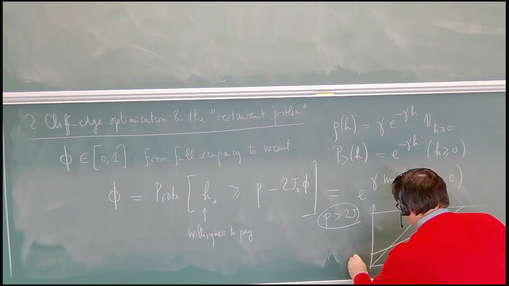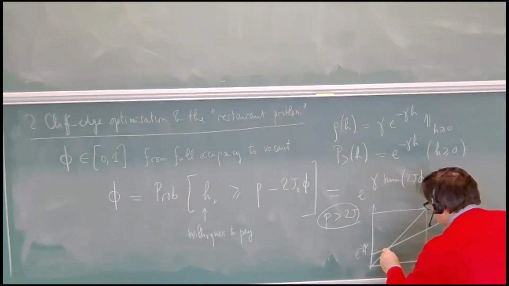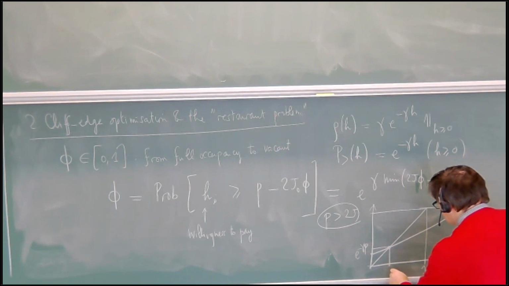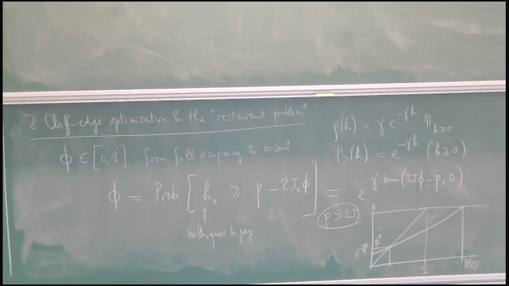So this is exponential of minus gamma P. And the point where the function reaches 1 is for phi equals P over 2J. Okay. But because I'm assuming that P is greater than 2J, this intersection, this point here, is beyond 1. So the only solution in that case is this point here. So this is a solution that I'm looking for, phi star, and it's unique. Okay.